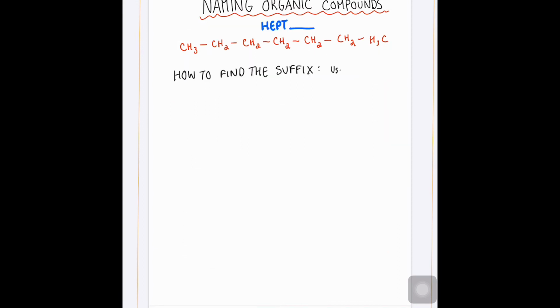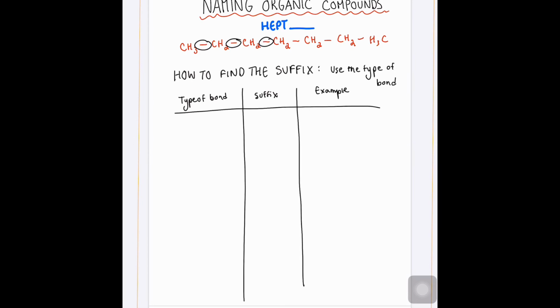So in order to find the suffix, we need to use the type of bond that is in this compound. If you guys recall from grade 11, there are 3 types of bonds you can have. You can have single bonds, double bonds, or triple bonds. As you can see up here in the example, these are where the bonds are in the diagram. I'm going to draw you guys another table because I have no creativity. So, if the compound you're naming has only single bonds, the suffix for this is ane.